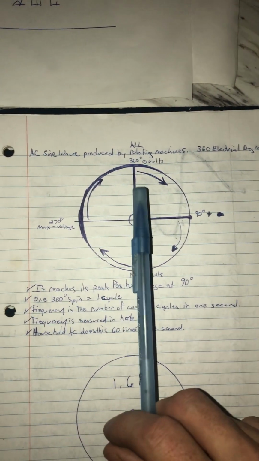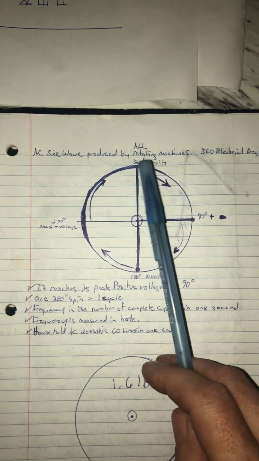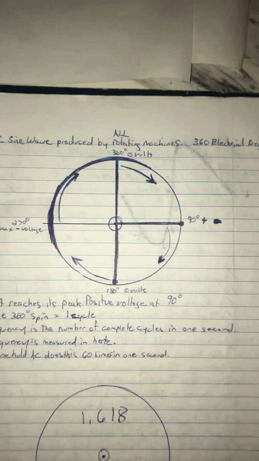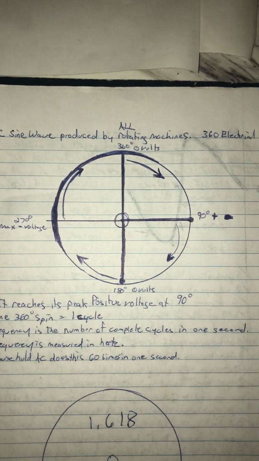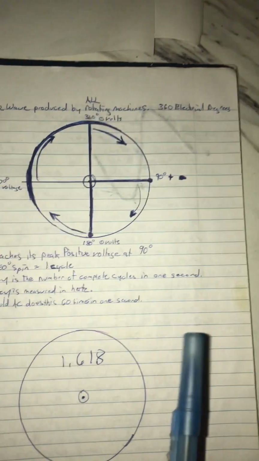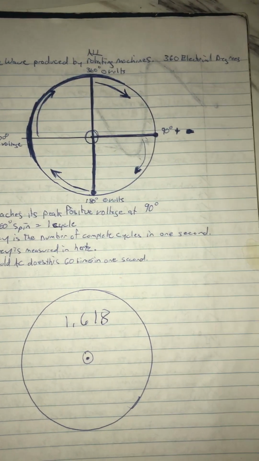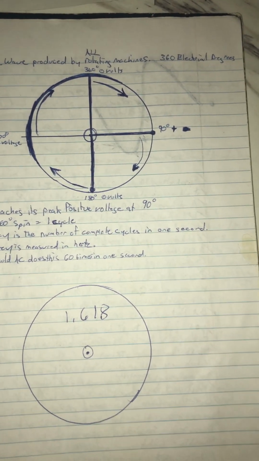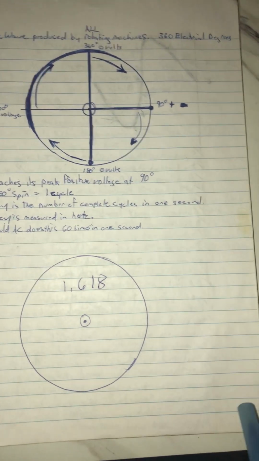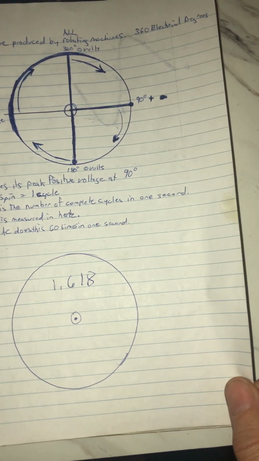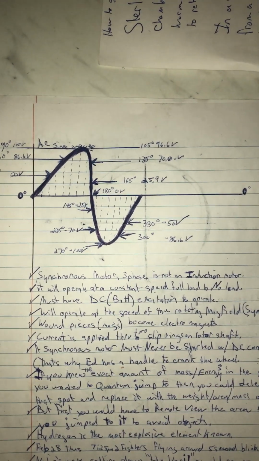The AC sine wave produced by all rotating machines, 360 electrical degrees. This is how your whole operation's working. And it reaches a peak positive voltage at 90 degrees, and a 360 degree spin equals 1 cycle. The frequency is the number of complete cycles in 1 second. Frequency is measured in hertz. Household current does this 60 times in 1 second. So here's your diagram on how this whole thing's working.